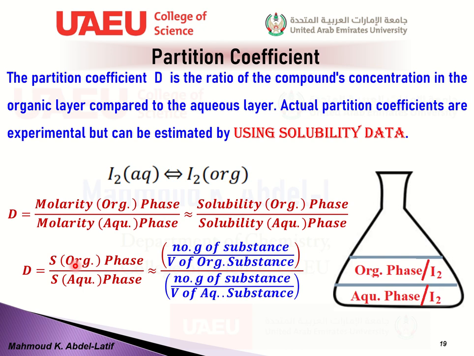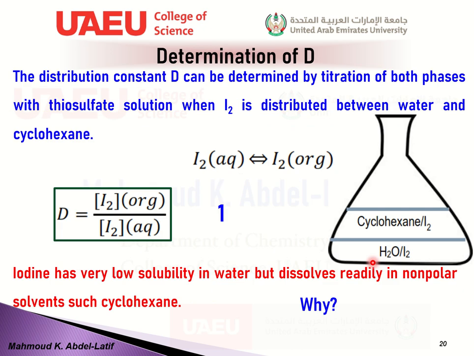The distribution is the solubility in the organic phase divided by the solubility in the aqueous phase, where the solubility is defined as the number of grams of substance dissolved in a known volume of the solvent. Here, if you put the organic layer with the aqueous one, the aqueous is more dense, so it will be at the bottom, and the organic one is less dense, so it will be on top. As you see, in the first part of our experiment, we should determine this distribution constant between the organic one and the aqueous one.